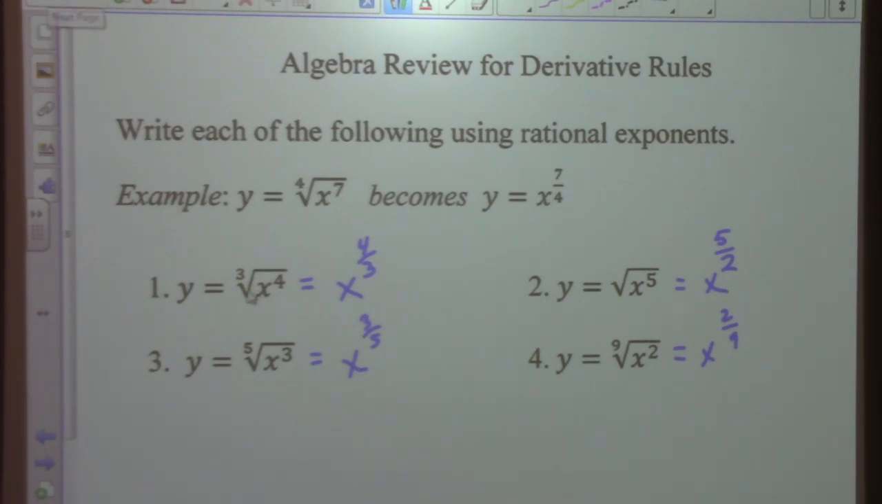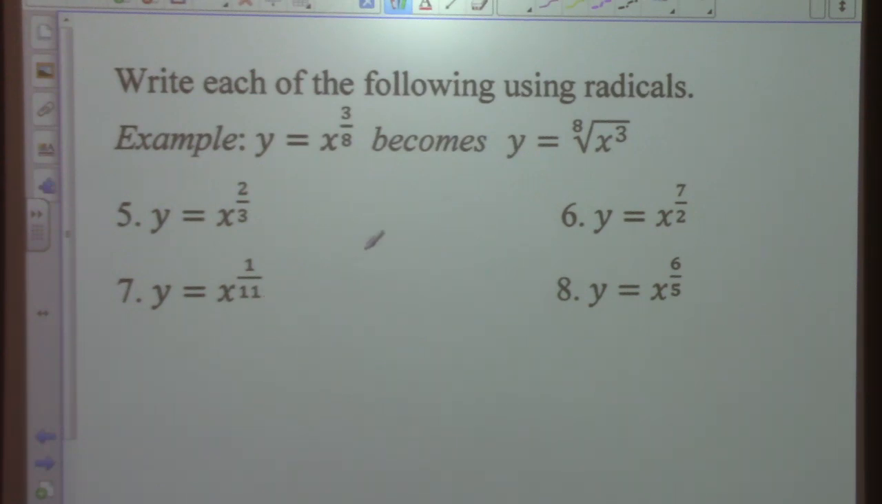And then we'll go ahead to these ones here. And now we're taking a rational form and putting it back into radical form. And so to put this in radical form, what is this going to be? X squared.